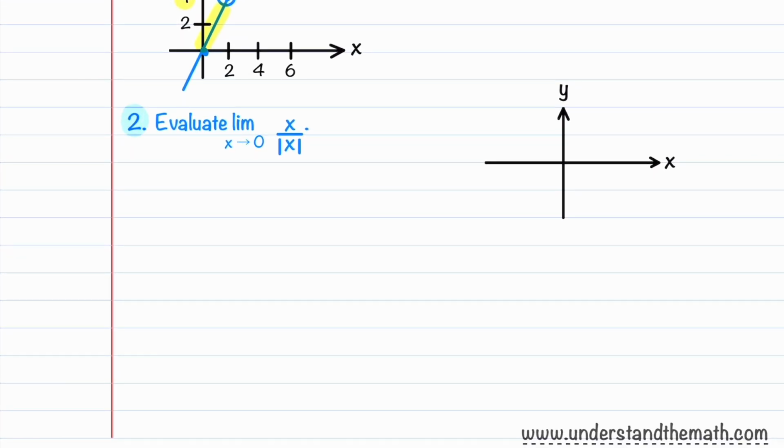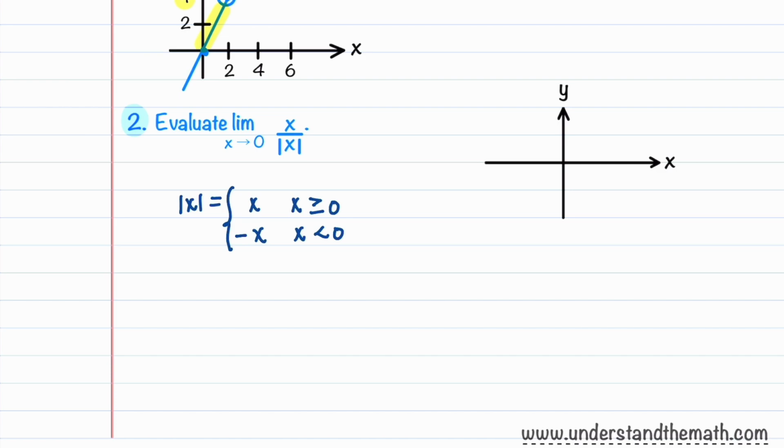Let's now look at our second example. This is really a classic calculus example to do when we're looking at limits. We're going to evaluate the limit as x goes to 0 of x divided by absolute value of x. The absolute value of x is a piecewise function, so let's go ahead and start by writing down what it is. The absolute value of x is defined to be x when x is greater than or equal to 0, or minus x when x is less than 0.